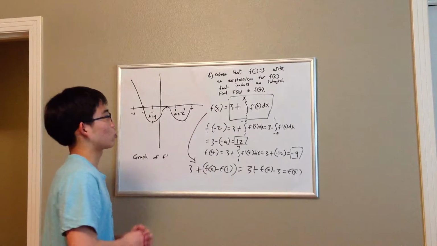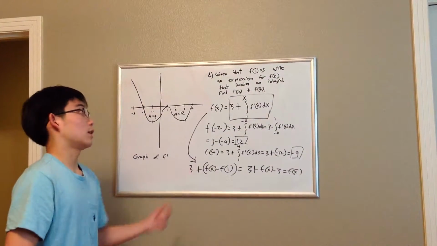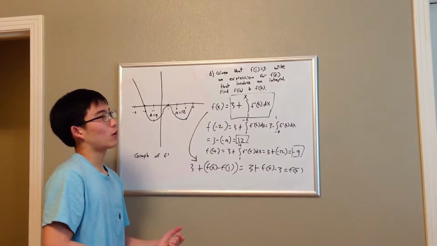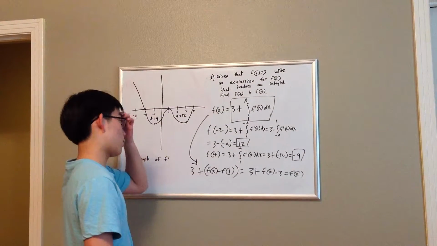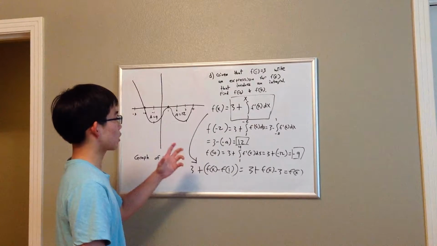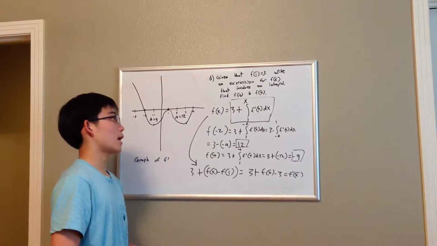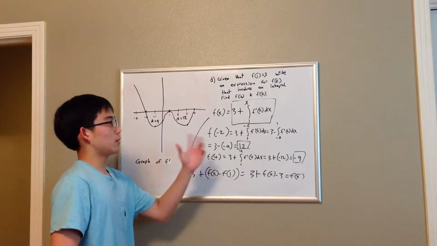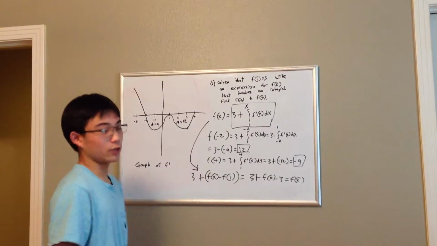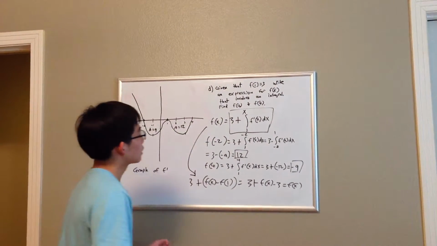from x equals 1. But we're still not done yet because we have to account for what f of 1 is. And to account for that, we're just going to add 3. So our expression is going to be 3 plus the integral from 1 to x of f prime of x dx. And if you're not sure about this answer, there's actually a way to check it using the fundamental theorem of calculus.